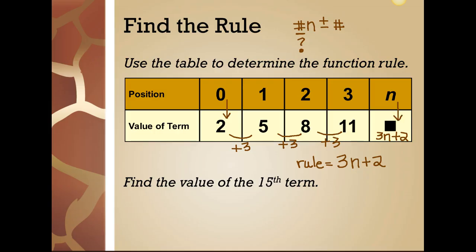3 times 1 is 3 plus 2 is 5, so that checks out. 3 times 2 is 6 plus 2 is 8, check, check. 3 times 3 is 9 plus 2 is 11, so triple check.